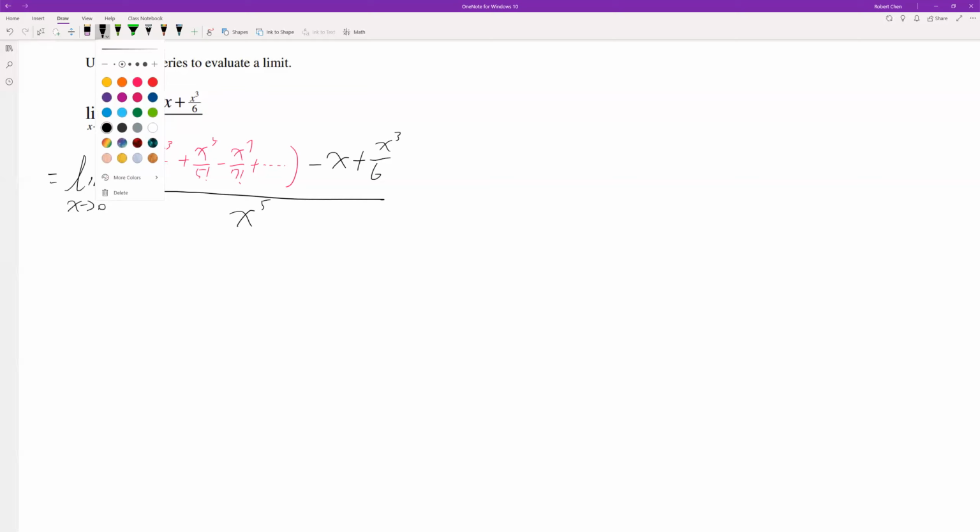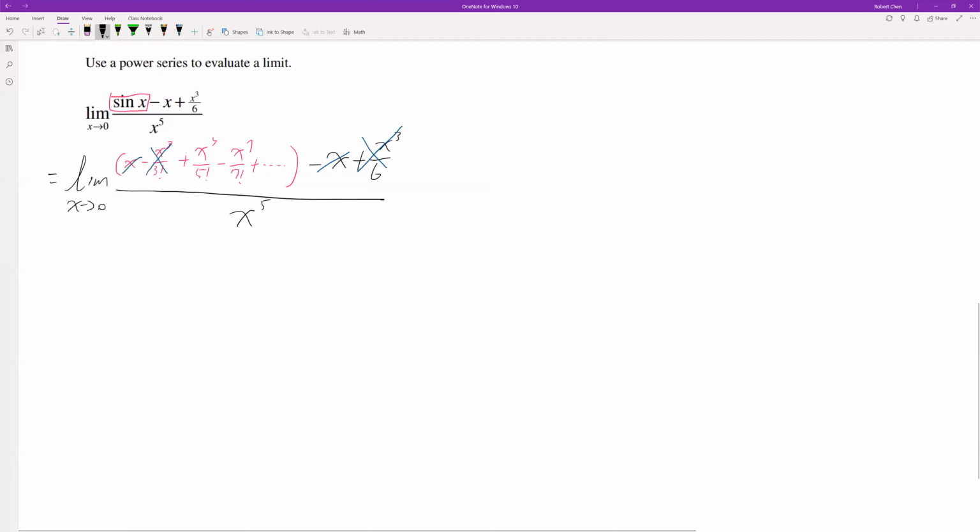All right, so by looking at the numerator, there are things we can cross out. For example, the x minus x, right? And the negative x cubed over 3 factorial. Now, 3 factorial is actually 6, so we can cross this out. That's negative, and that's positive. Let's see what we have left in the numerator. We have x to the fifth over 5 factorial minus x to the 7 over 7 factorial plus dot, dot, dot. And everything over x to the fifth power.